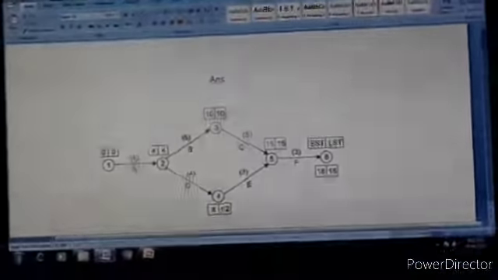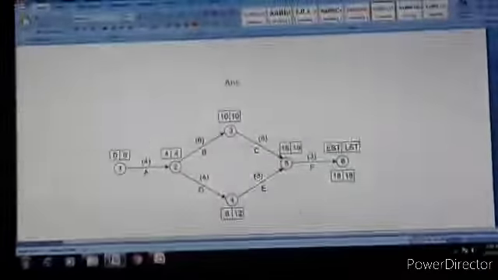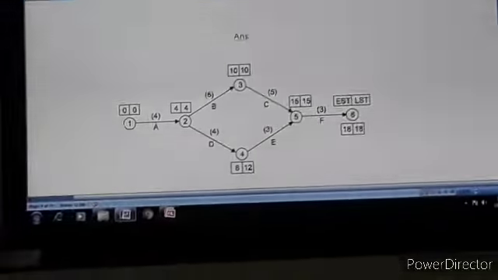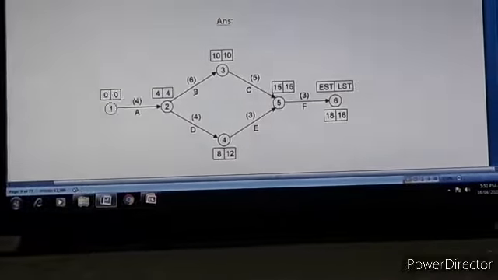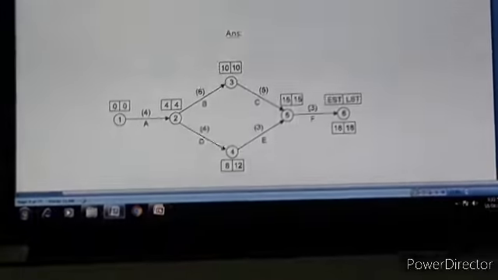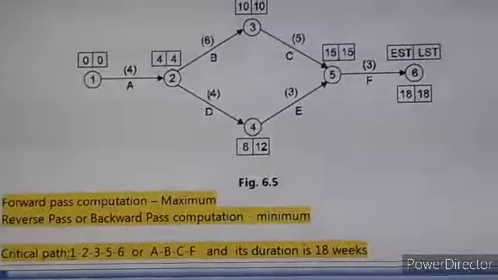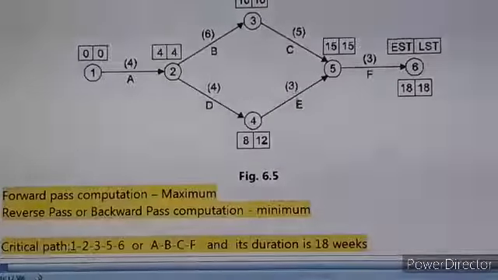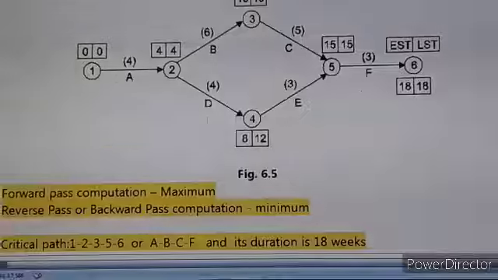So this is the diagram with respect to this data. This is activity A, its duration is 4 weeks. This is activity B, its duration is 6 weeks. This is activity C, its duration is 5 weeks. This is activity D and its duration is 4 weeks. This is activity E, its duration is 3 weeks. This is activity F, its duration is 3 weeks.